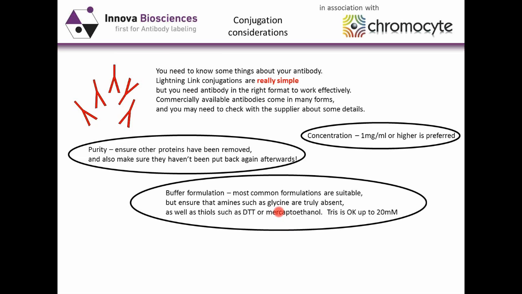It's worth pointing out with glycine that if you're undertaking a purification on protein A or protein G, you may well be using a glycine buffer to elute the antibody from the column. The next step should be to fully remove that glycine with an extensive dialysis step. If that dialysis step hasn't been undertaken, or perhaps hasn't been as extensive as it may be, there may still be some glycine present which may inhibit the reaction with the Lightning-Link products.